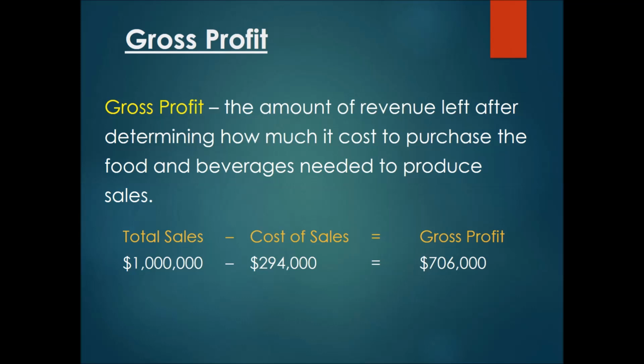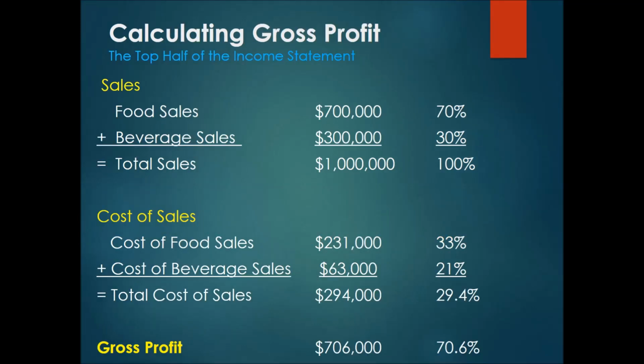And this kind of serves as a guide in estimating if there's going to be adequate money to make a net profit. So calculating the gross profit, to see it here on the screen, gross profit, as mentioned, is the amount of money left after subtracting the total cost of sales from total sales. So you can see that there. 1 million subtract 294 gives us $706,000 for a 70.6%.